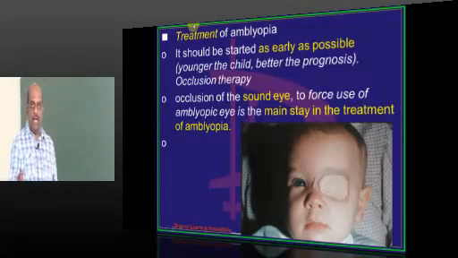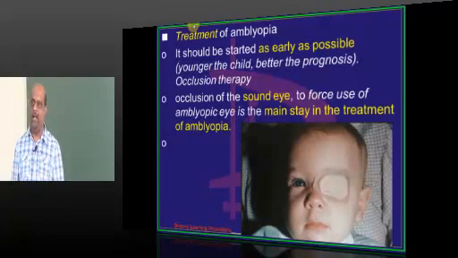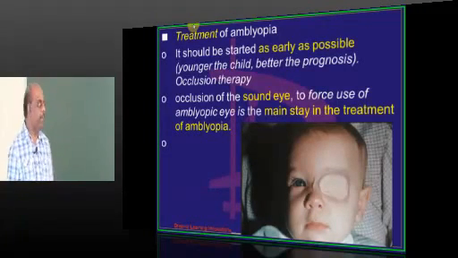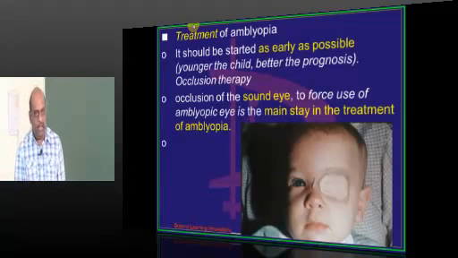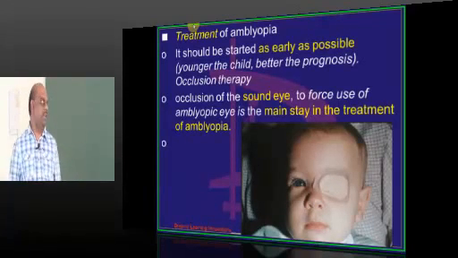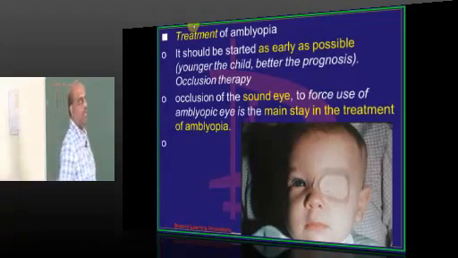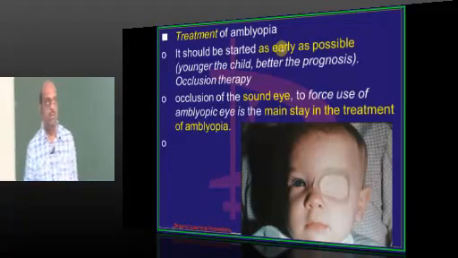Classically, it should be started as early as possible because the first 6 months is the most important period when the entire visual fixation is developing in a newborn child. So what is the rule in amblyopias? The younger the occlusion therapy, the better will be the prognosis, is what needs to be remembered. So what is an occlusion therapy basically?